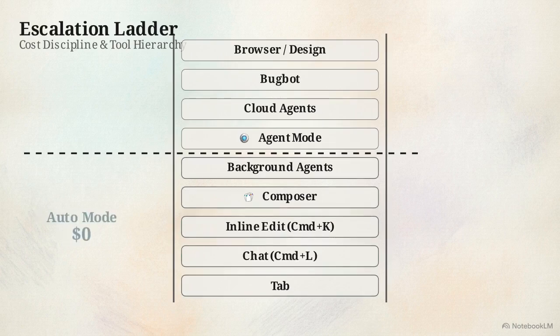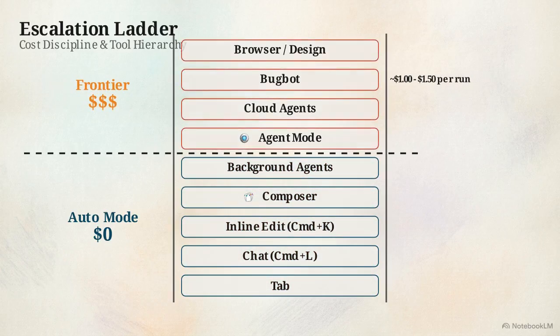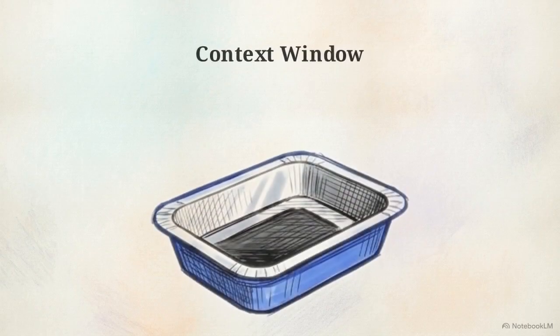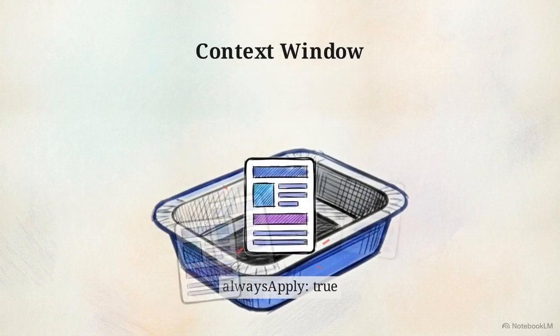Auto mode, which handles the lower steps, routes tasks to efficient models that do not draw from your monthly credit limit. Manually selecting frontier models like Claude Opus at the top of the ladder burns your paid credits immediately. Following this escalation ladder ensures you aren't wasting your monthly frontier credits on routine completions that the free models can already handle. The rules directory provides the highest return on configuration effort, provided you avoid context bloat.